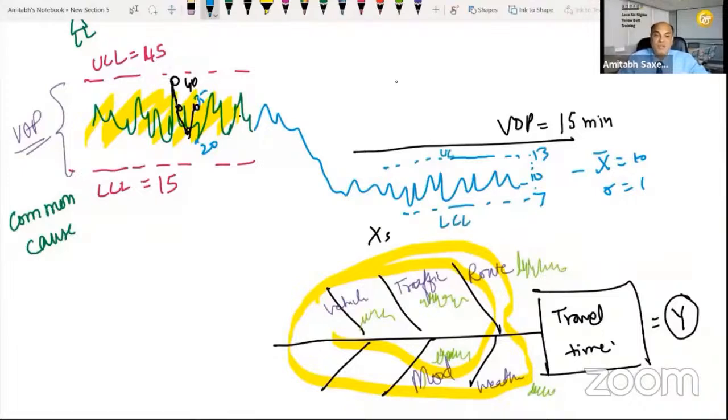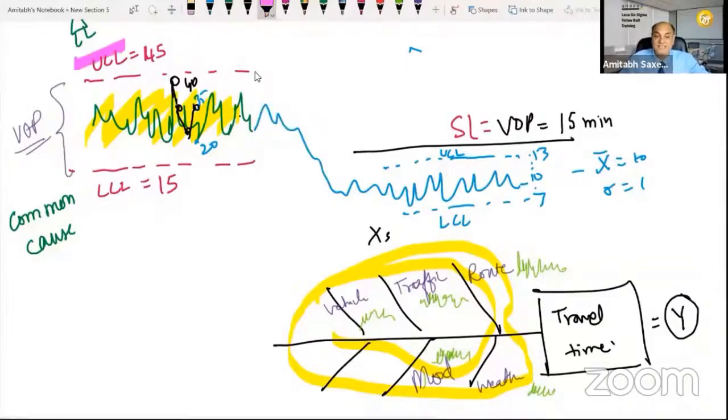My new lower control limit and upper control limit should be within the specification limit, which is the voice of the process. So this is SL. Remember, this was a CL. This was what?